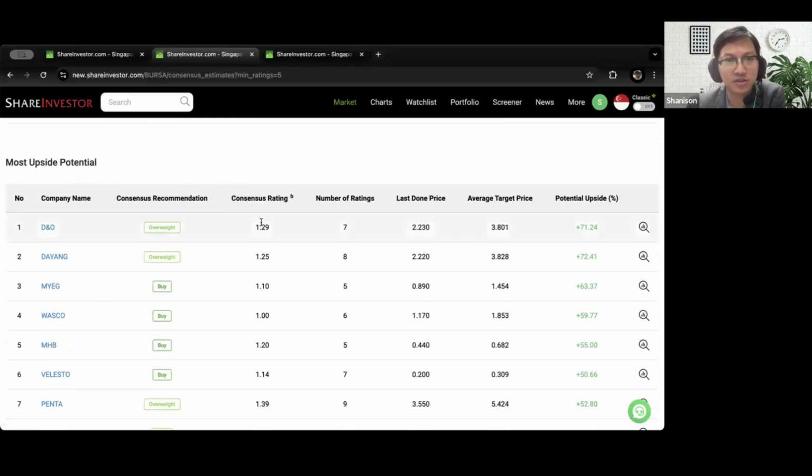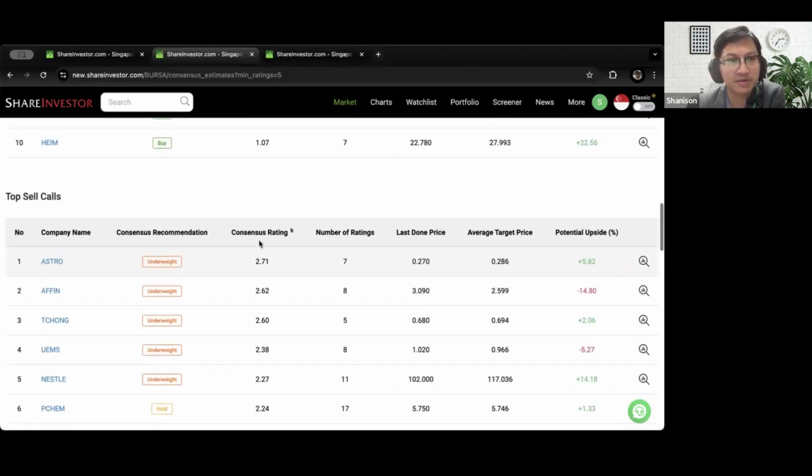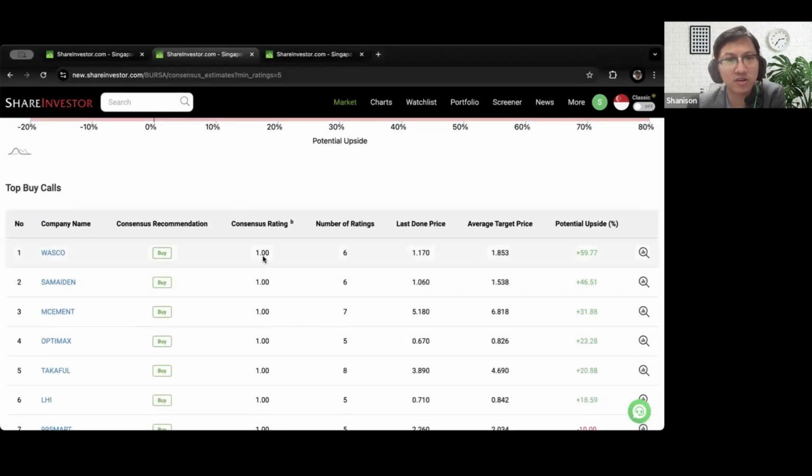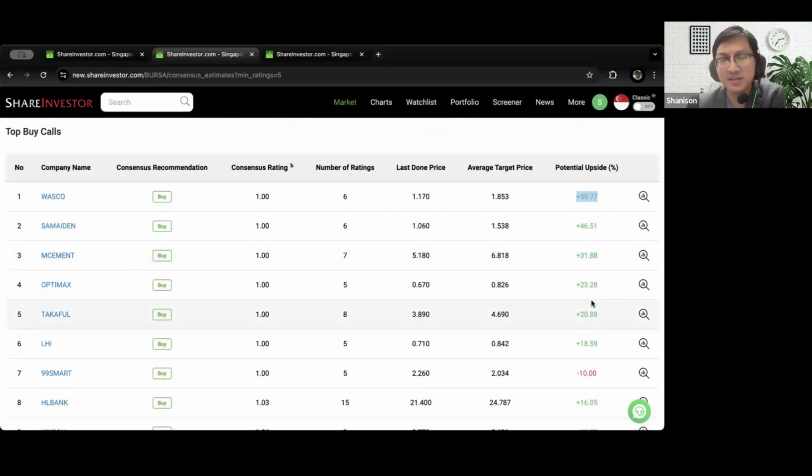Most upside potential, so you can see this is 1 point. Oh, sorry, let me come back to here. Top buy call, rating close to one, but at the same time, if I filter based on the number of ratings, say six ratings, you can see look at this potential upside, close to 60 percent upside potential. So it looks exciting, but you need to do all the analysis before you make any decisions.